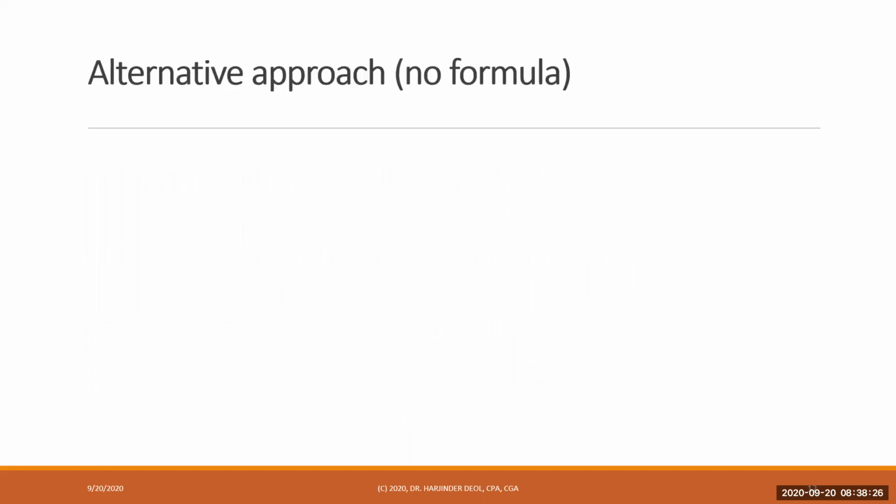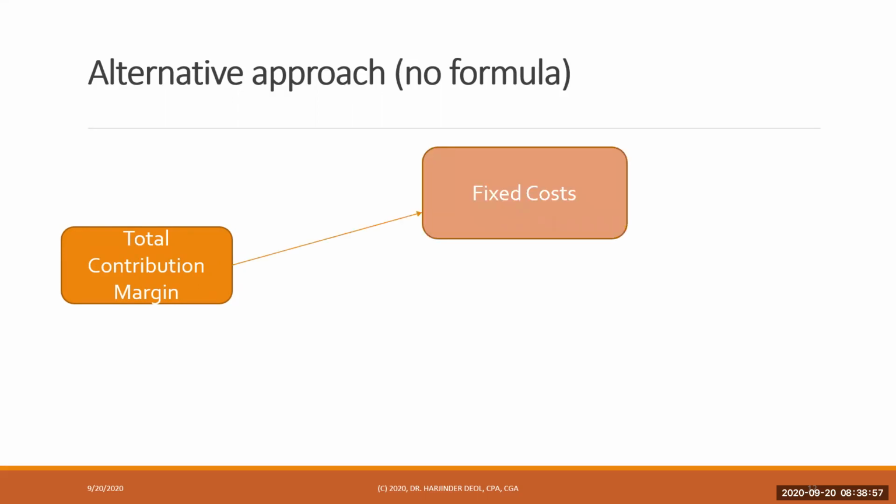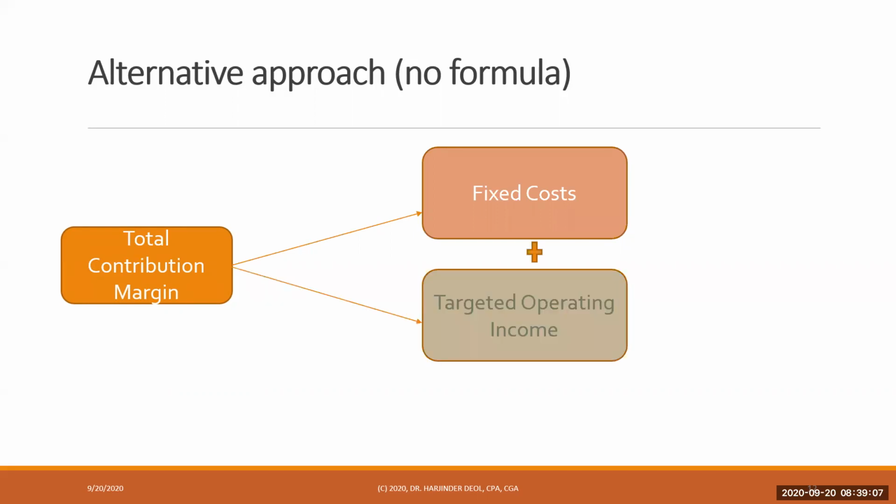I have an alternative approach which does not require memorizing the formula. So it is basically a visual approach here. So the total contribution margin, the word contribution, if you think about it philosophically, it indicates the amount that contributes first towards covering fixed costs. So contribution margin goes first towards covering fixed costs. And whatever's left goes towards operating income.